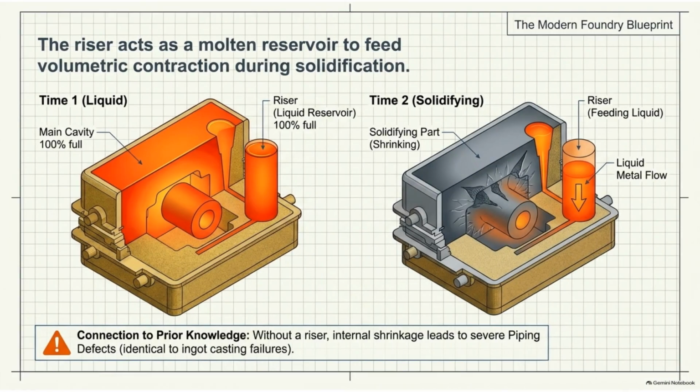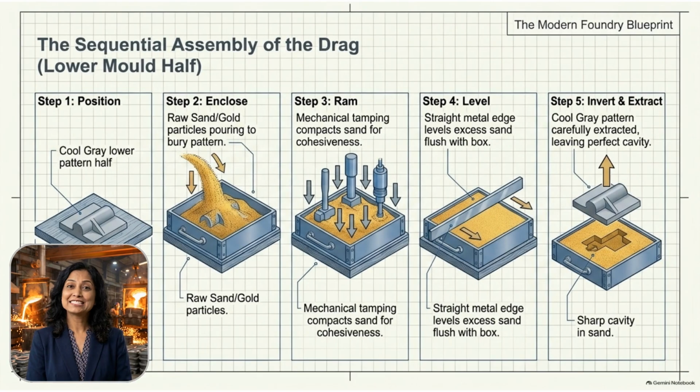As the metal in the main cavity cools and shrinks, the molten metal from the riser feeds the void, preventing internal shrinkage defects. The assembly of the drag involves 5 steps: positioning the pattern, enclosing it in sand, compacting it for strength, leveling the surface, and finally, extracting the pattern to reveal the cavity.